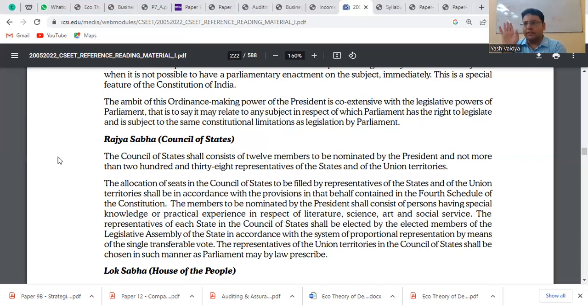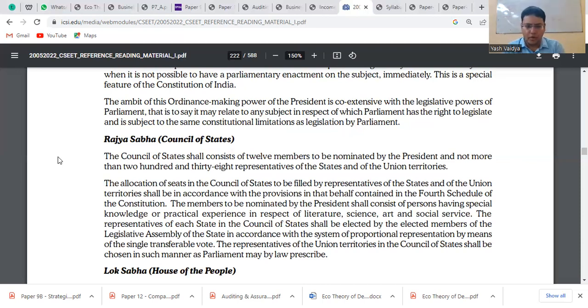Okay, those who are not chosen, but they are persons with an eminent stature in India. So he is some person who has done an excellent job in many fields like sports, education, theatre, arts, or social work. Okay. The allocation of seats in the Council of States to be filled by representatives of states and the union territories shall be in accordance with the provisions contained in the 4th Schedule of the Constitution. So how many seats will be allocated to which state and union territories? The entire list is given under Schedule 4 in the Constitution.